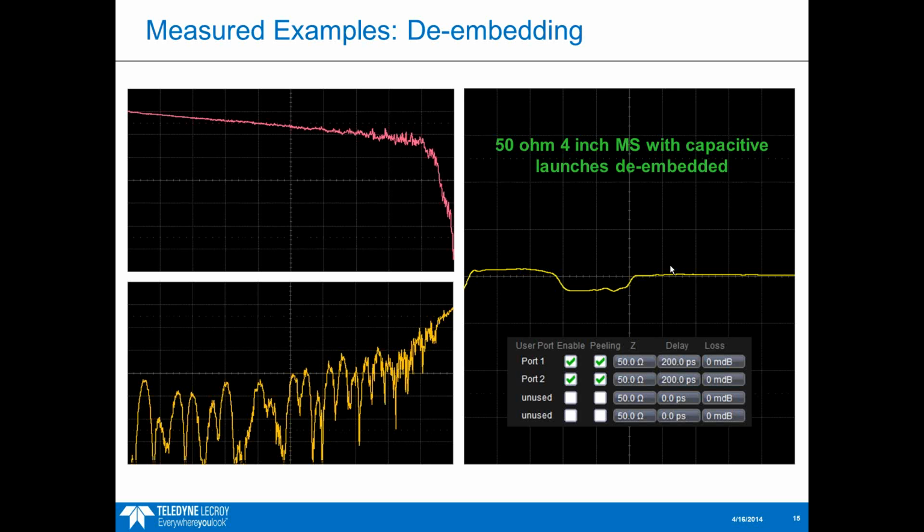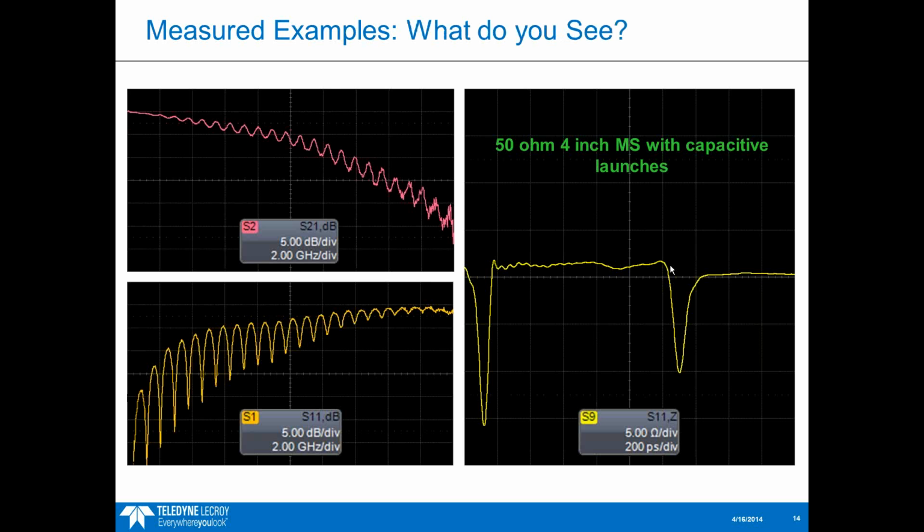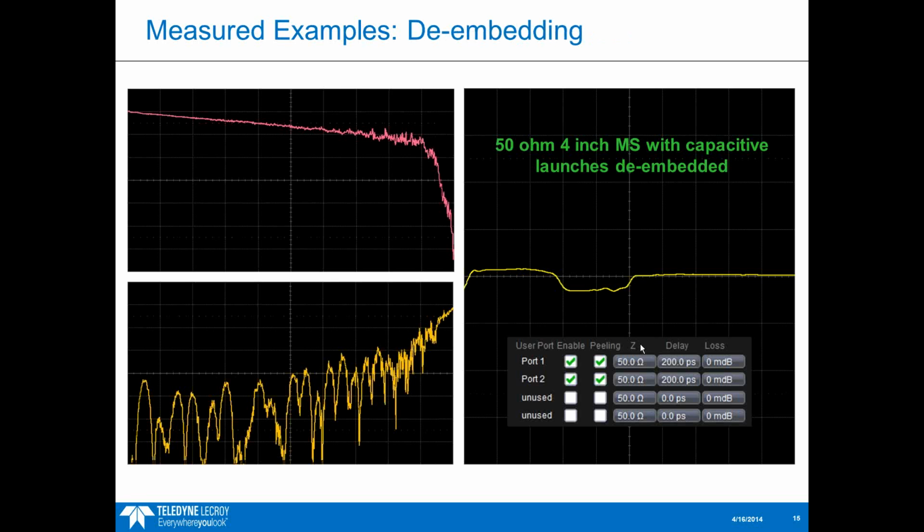So de-embedding is removing some piece of the measurement. For example, we had measured this 4-inch microstrip trace plus these SMA launches here. But if we don't want those in the measurement, we just want to measure this microstrip trace, we can de-embed them or remove them from the measurement, and we can see how things change. So de-embedding is removing a piece of the measurement. Patrick, hopefully that helps. I do believe we have app notes and on-demand webinars regarding that, so I'll look them up and send them to you.